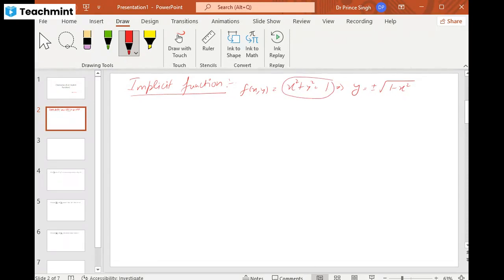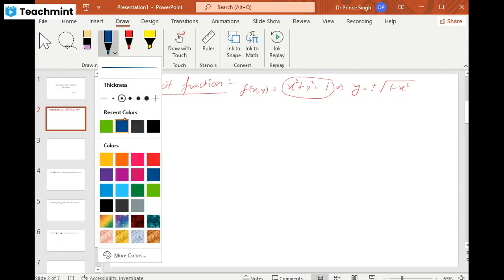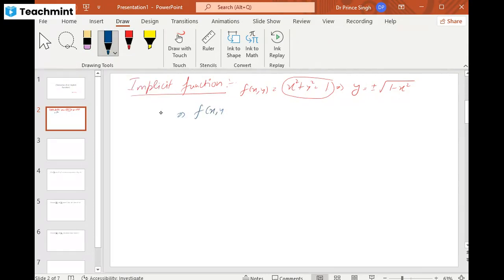If it is not possible to express any one of the variables as a function of the other, that kind of function is called an implicit function. The general representation of an implicit function is f of x, y is equal to c in case of a function of two variables, and in case of a function of three variables, it can be represented as f of x, y, z equal to c. Like we can consider a three variable function as x square plus y square plus z square equal to 1. Again, it is not possible to get the value of x in terms of y or z, or y in terms of x and z, or z in terms of x and y. So these two are the representations of an implicit function.